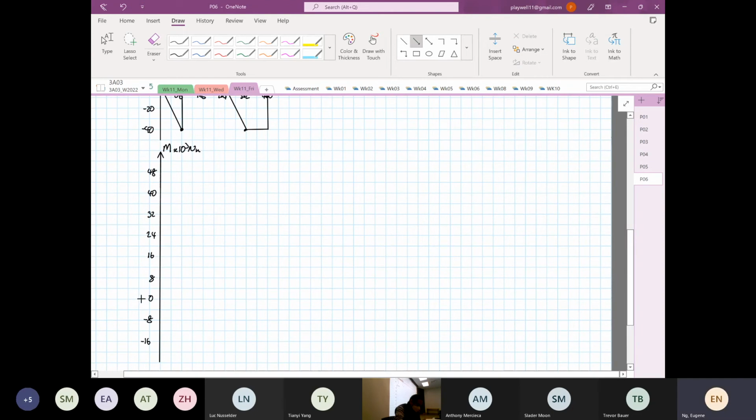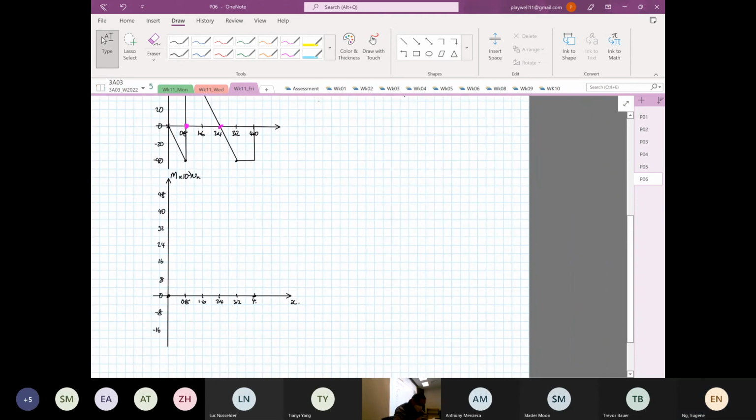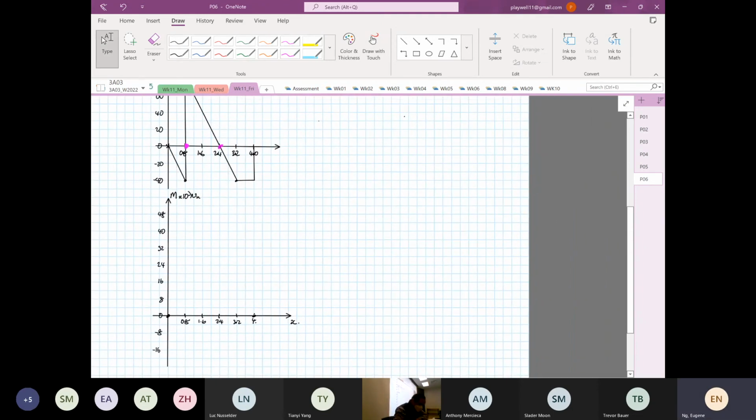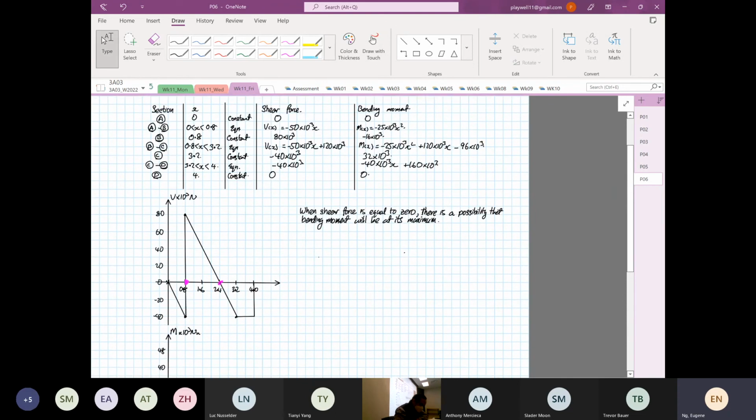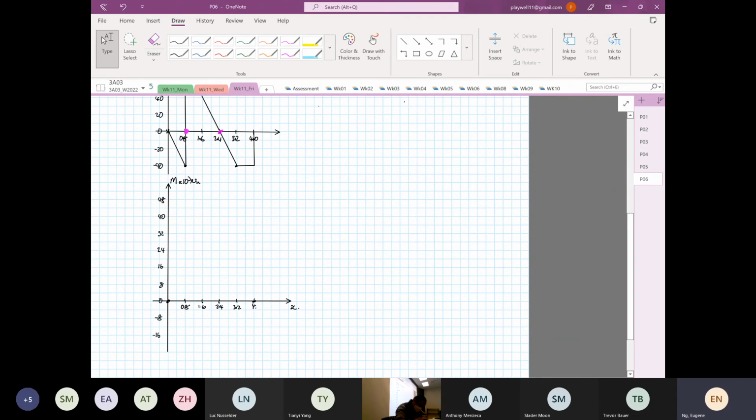And over here, our X. Okay. So again, I'm going to use the same scale: 0.8, 1.6, 2.4, 3.2, and 4. And we know that at the extreme, the bending moment is equal to zero. Okay. So if we look at the equations, at 0.8, we have a minus 16.